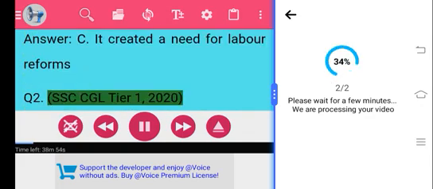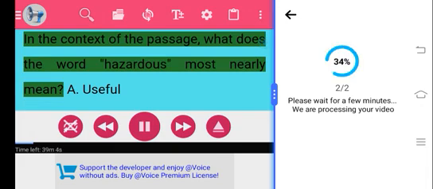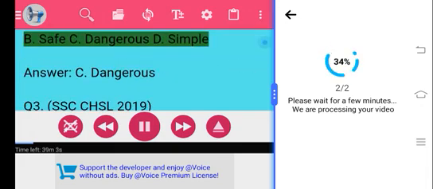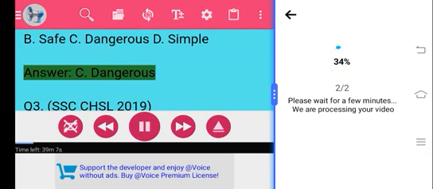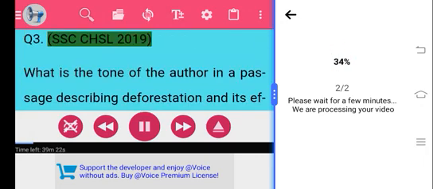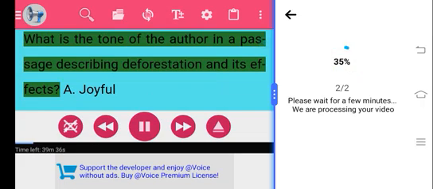Q2. SSC CGL Tier 1, 2020. In the context of the passage, what does the word hazardous most nearly mean? A. Useful. B. Safe. C. Dangerous. D. Simple. Answer: C. Dangerous. Q3. SSC CHSL 2019. What is the tone of the author in the passage describing deforestation and its effects?